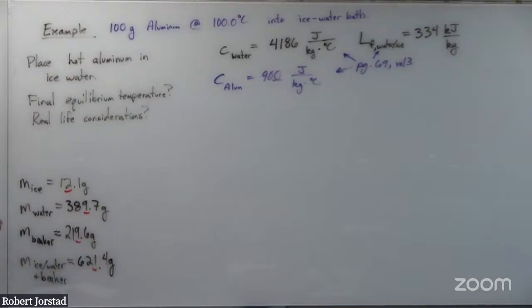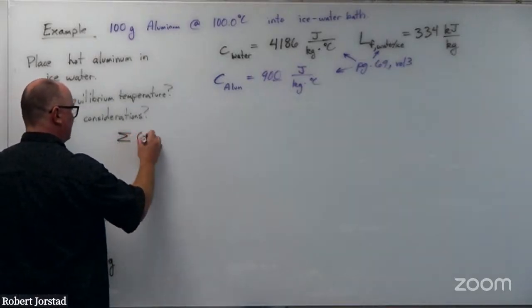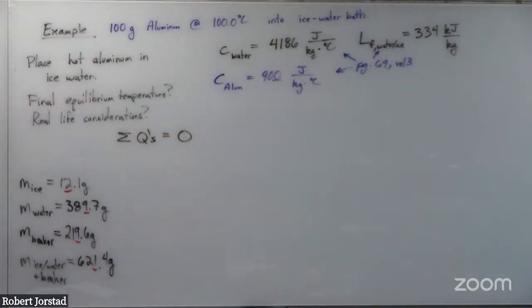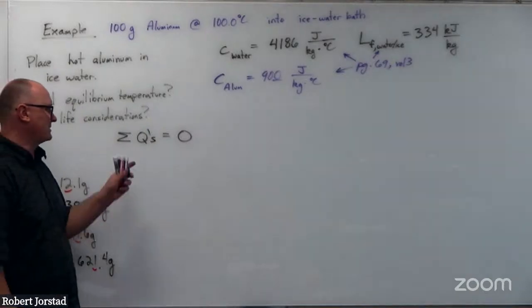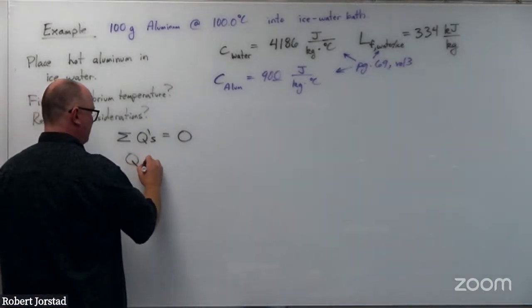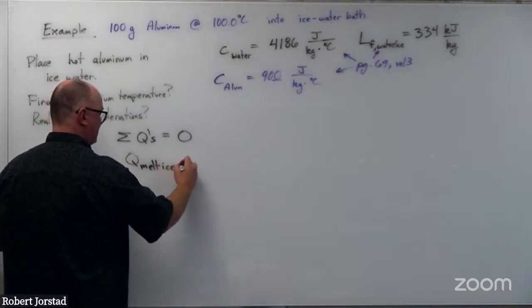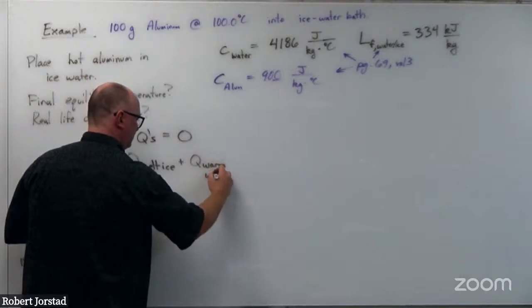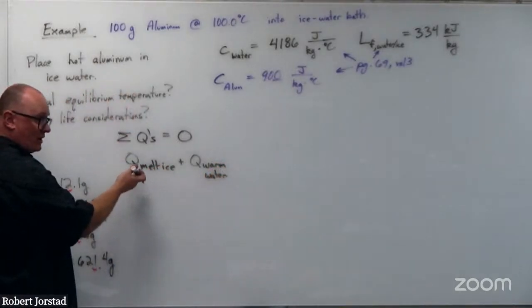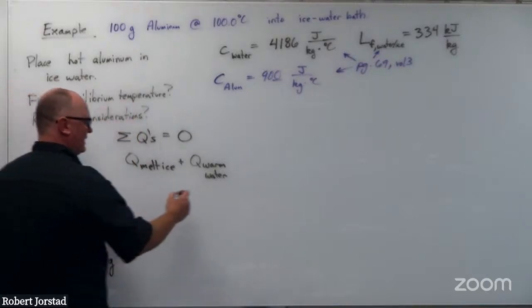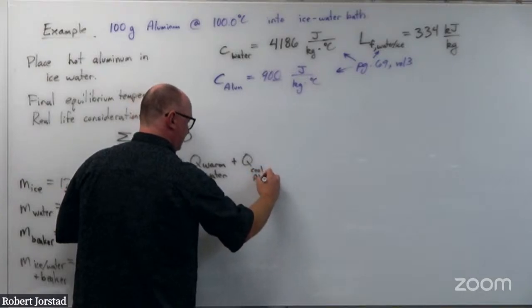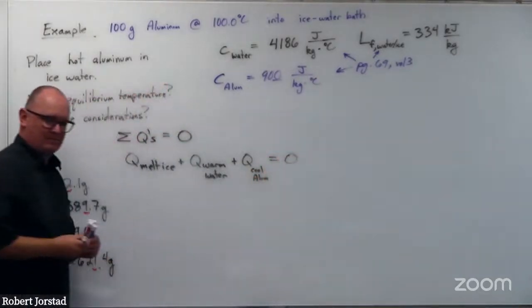When you're running these problems, I like to think of it this way. The sum of the Q's equals 0. Now, at first this might seem kind of counterintuitive. What I'm saying is the Q to melt the ice plus the Q to warm the water. After all the ice melts, it's just water and then it can raise its temperature. And then plus Q to cool the aluminum all add up to 0.